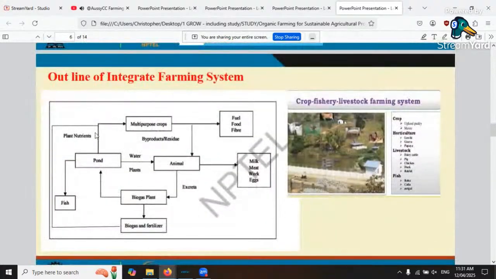There's some objectives. I'll get on to urban, which is very interesting. Outline of integrated farming system. Where do you start? It's pretty much everything works within everything.